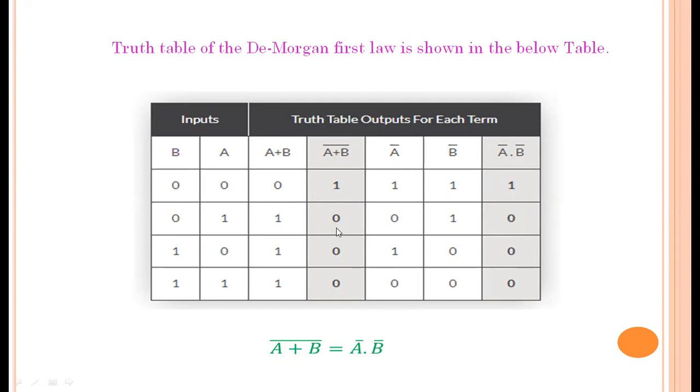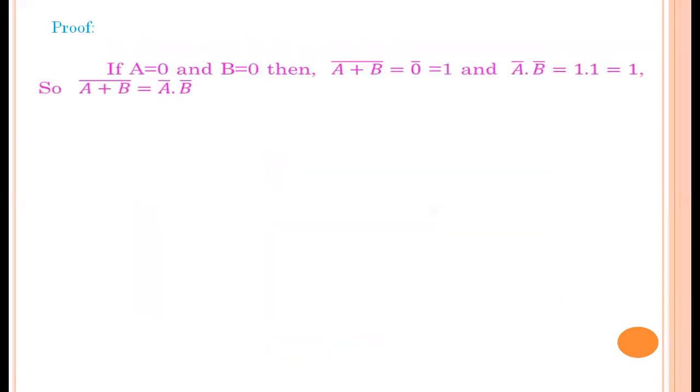So when we observe this truth table, the output of A plus B bar is 1 0 0 0, and A bar into B bar is also 1 0 0 0. Both are identically equal, so A plus B bar is equal to A bar into B bar. This is the verification of De Morgan's first law. So individually we can write one by one like this.